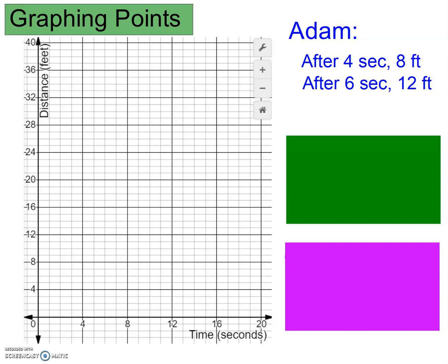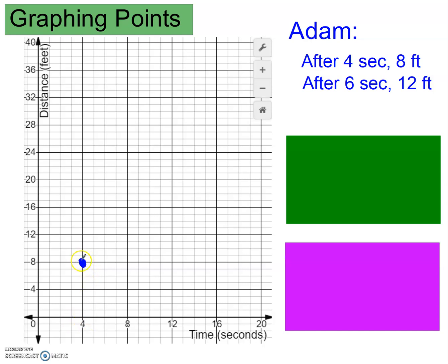So we've got Adam on his tricycle, and after 4 seconds he's gone 8 feet. And on this graph, we're going to keep track of what Adam did. Down here we've got the time in seconds. Up here we've got the distance in feet. And so we're going to make a little mark right here to indicate that Adam, after 4 seconds, had gone 8 feet.